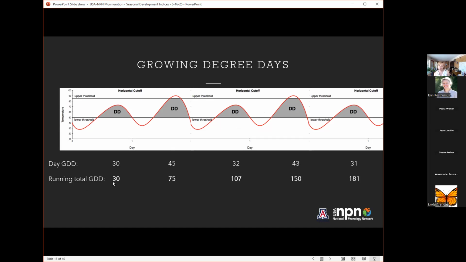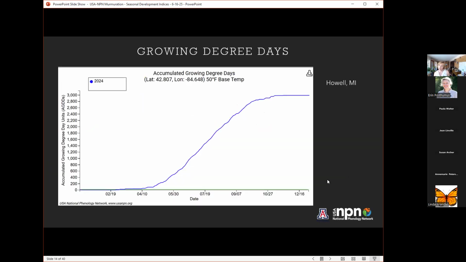We can then take this running total and plot it, and that's what this kind of curve looks like. This is actually from our website. You can generate these using our visualization tools in real time. This is showing, at a particular location, which happens to be my yard, how many growing degree days were accumulated from one day to the next in 2024. And so you'll see that we started out pretty low. Actually, I don't remember. No, sorry. This was Howell, Michigan. That's right. This is the town I grew up in. This is in the mitten of Michigan, the Lower Mitten.